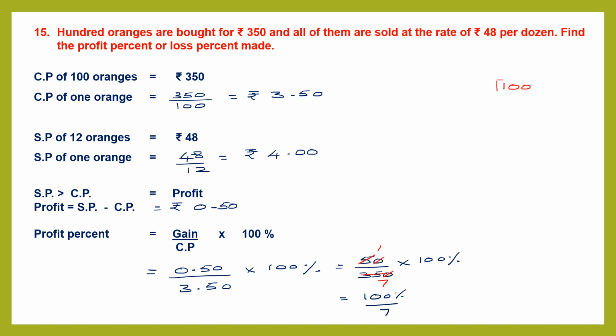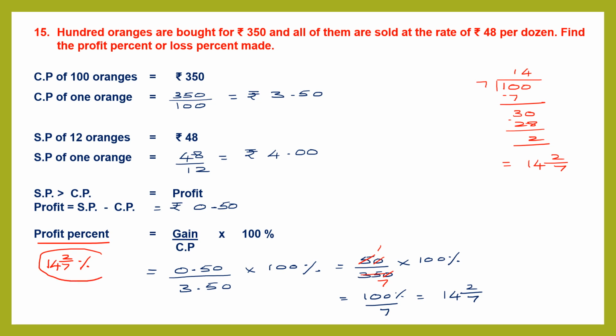100 divided by 7. 7 ones are 7. 10 minus 7 is 3. I bring down 0, it's 30. 7 fours are 28. 30 minus 28 is 2. So I have my mixed number here, 14, 2 by 7. So that is our answer. So what did we find out? We found out the profit percent to be 14, 2 by 7%. So this is our answer.